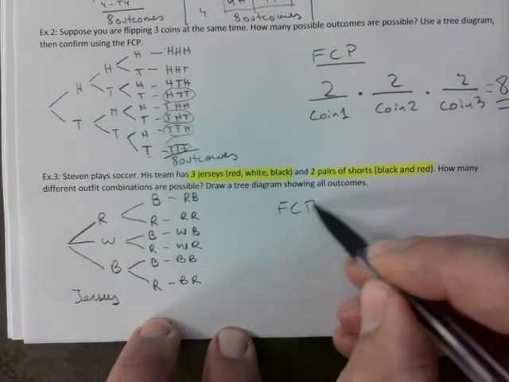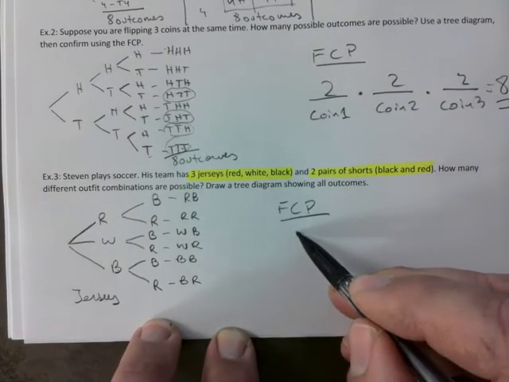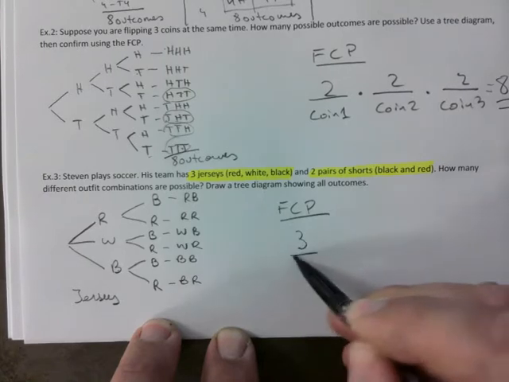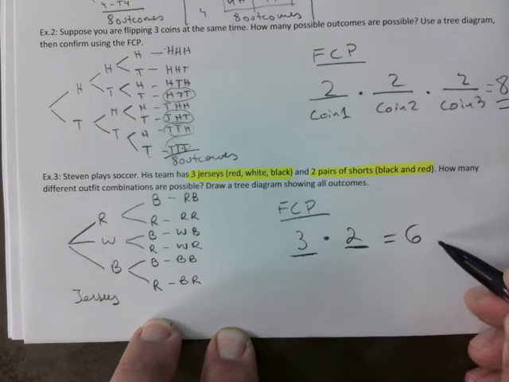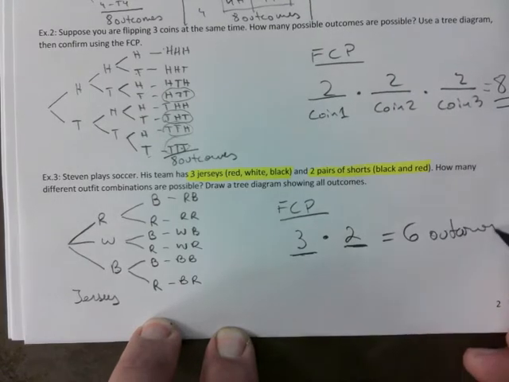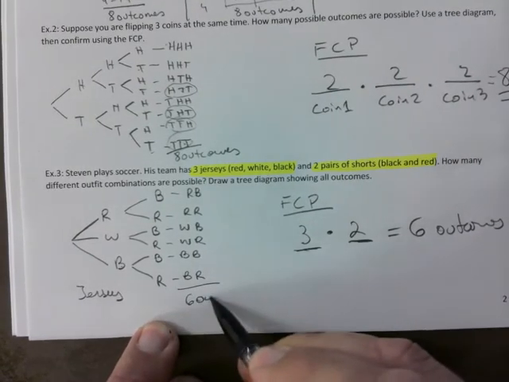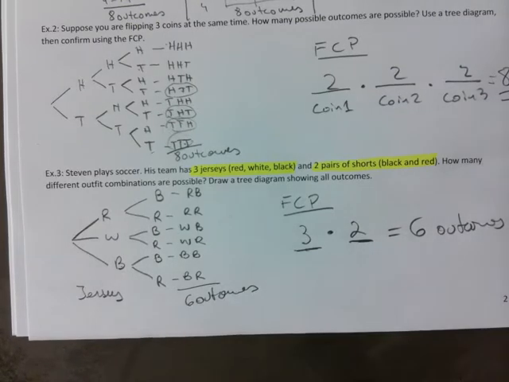With the FCP, we're going to confirm, right? We've got 3 options for jerseys, and we've got 2 options for shorts, so that's 6 outcomes. No surprises. We did expect 6 outcomes. You get that picture. Okay? If now, for example, we would add a jersey, a different color, or we would add socks, things would change. So let's go over to the next page. I'm actually doing that on the next page there.